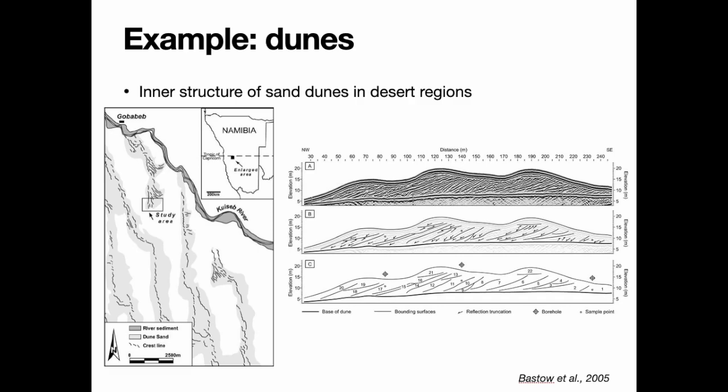It's also quite a popular method to study the inner structure of sand dunes. That's an example in Namibia, in the desert. One can also carry along the ground penetrating radar on the sand dunes and basically image the lamination of the sand beds. One can then reconstruct the entire structure of a sand dune and interpret the kinematics or the evolution of the sand dunes with time.